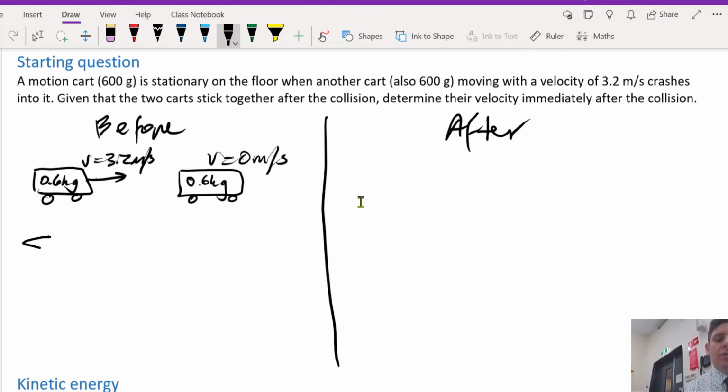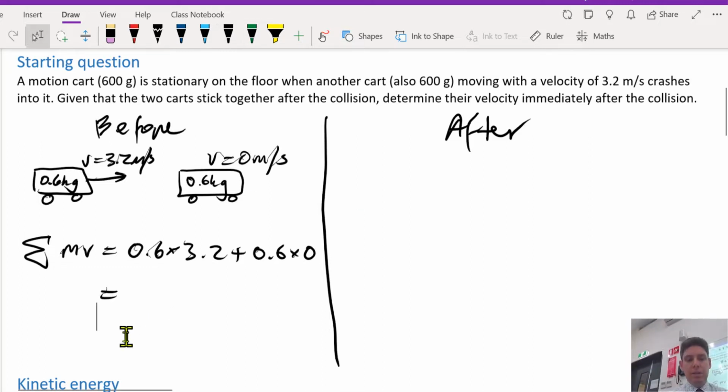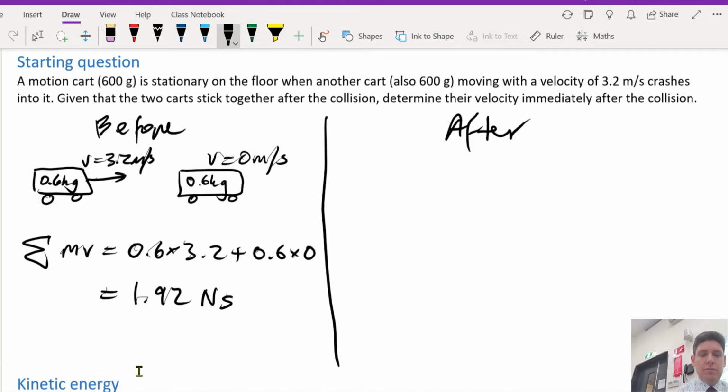Okay, so the sum of the momentum is the mass of the first cart times its velocity plus the mass of the second cart times its velocity. So the total momentum is 1.92. So what do we know about momentum before and after a collision? It's conserved. So the momentum before is going to equal the momentum afterwards.